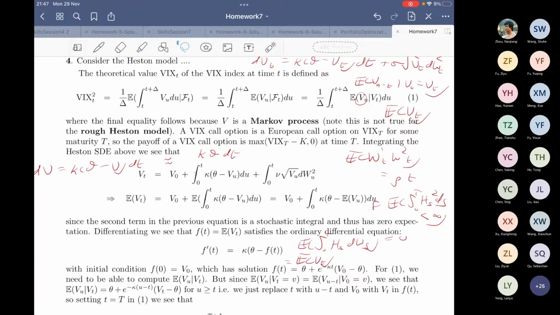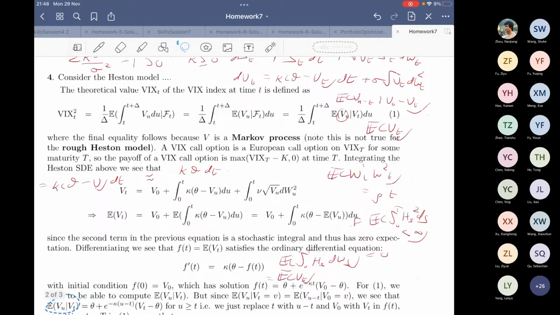But we need to be able to compute e of vu given vt. For that, we just have to look at this formula, as I said, and replace t by the time difference. The time difference here is from t to u. So e of vu given vt is just the same formula, but with t replaced by u minus t, and v0 replaced by the earlier of the two times, which is vt. So here's our fairly simple, explicit formula for e of vu given vt.